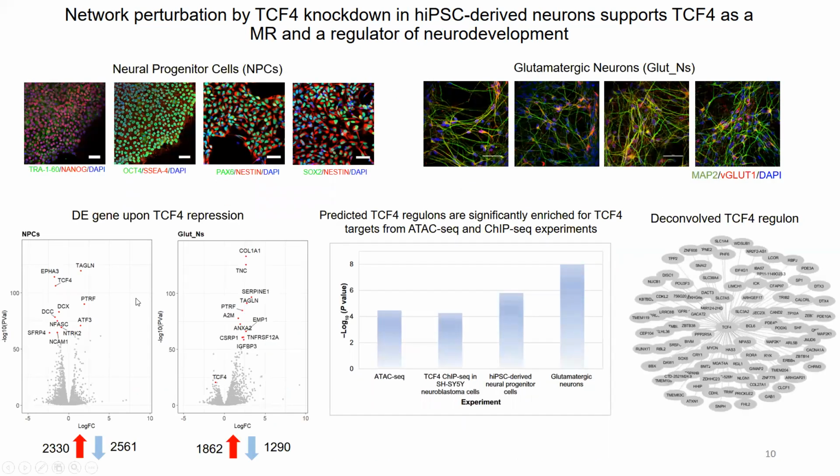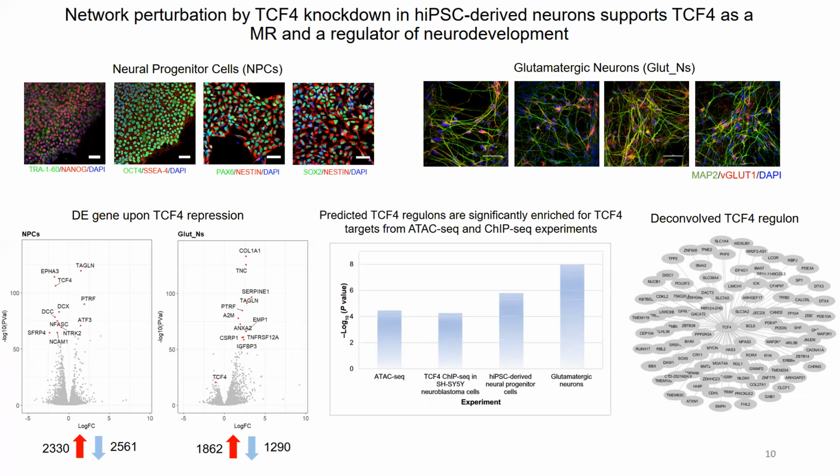Now, upon sequencing the generated samples, we obtained a list of differentially expressed genes caused by TCF4 repression. We found that over 4,500 differentially expressed genes are in NPCs, or neuroprogenitor cells, and over 3,000 differentially expressed genes in glutamatergic neurons, as shown on the top panel.